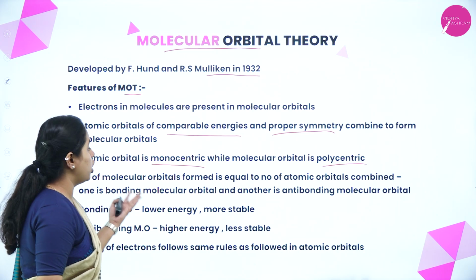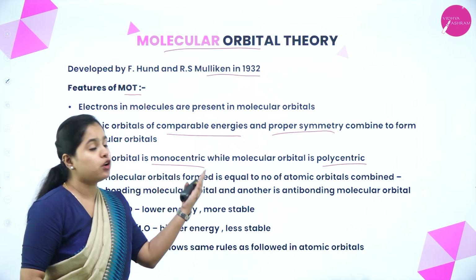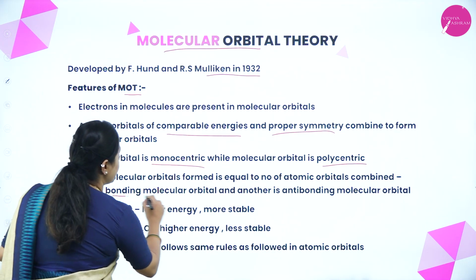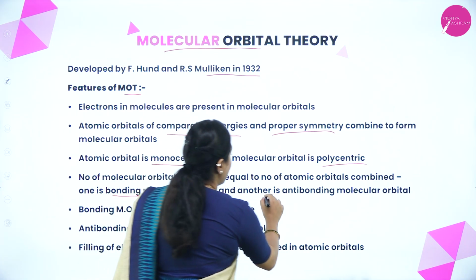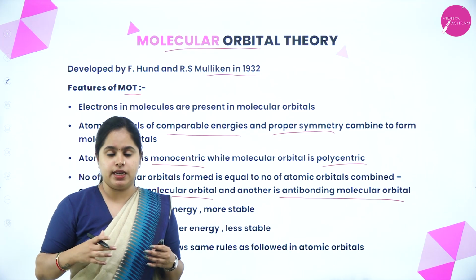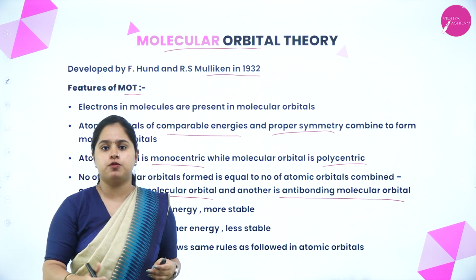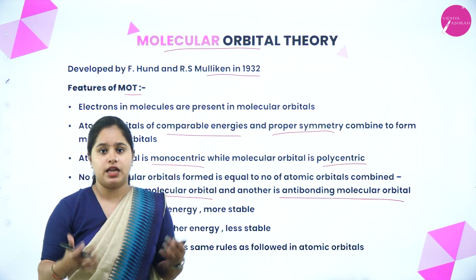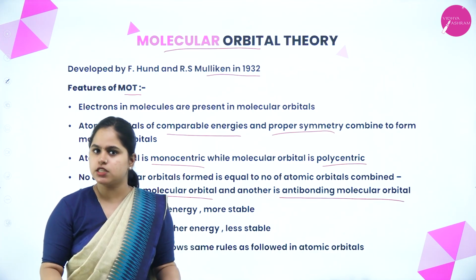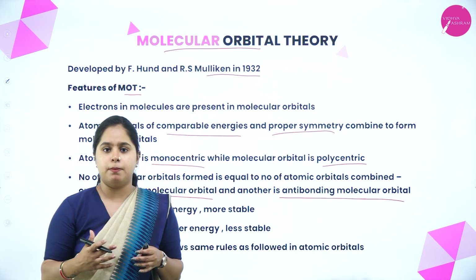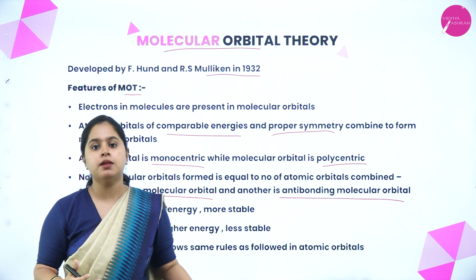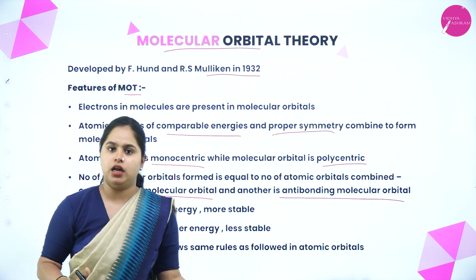The next one, the number of molecular orbitals formed is equal to the number of atomic orbitals combined, out of which one will be a bonding molecular orbital and the other will be an anti-bonding molecular orbital. If two atomic orbitals are combining, how many molecular orbitals should be formed? Yes, two molecular orbitals. So the number of atomic orbitals combining is equal to the number of molecular orbitals formed, right? One will be bonding and the other anti-bonding.